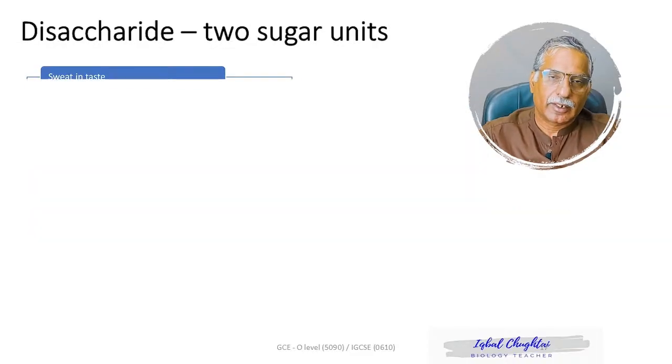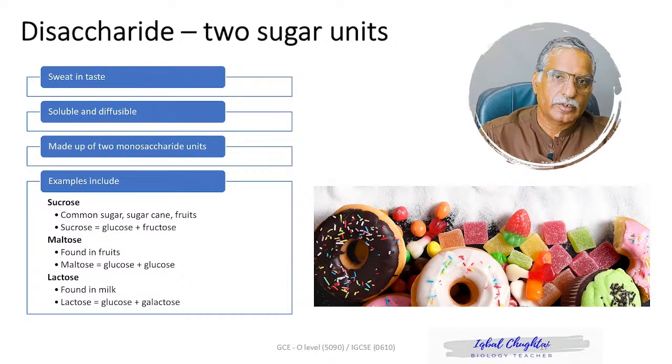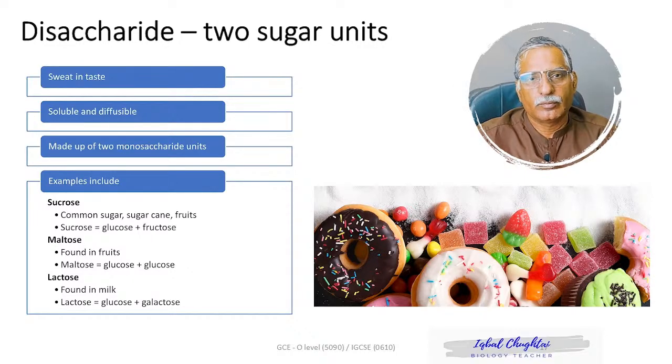Then come disaccharides, meaning carbohydrates that consist of 2 sugar units, meaning 2 monosaccharide units chemically bound together to make a disaccharide molecule. A disaccharide molecule is the larger molecule. Like 2 glucose units will chemically bind to make 1 maltose molecule. And similarly, glucose and galactose will bind to make lactose molecule. And glucose and fructose can bind to make sucrose molecule.